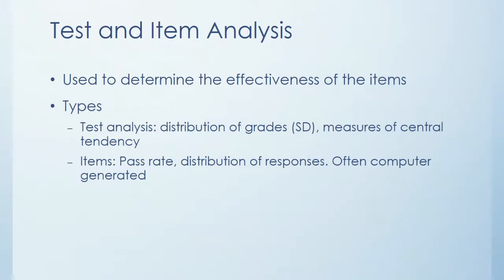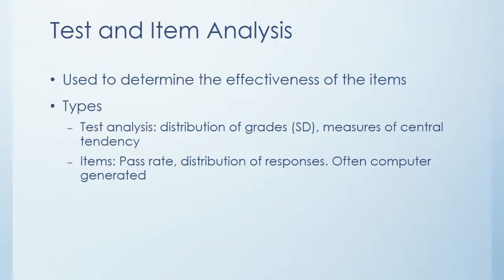All right, so now we've talked about the different test items. Now we're going to talk about how you can analyze the tests and the items to see how they're performing. Are they actually doing a good job of testing what you think they're testing? So test item analysis is used to determine the effectiveness of the items. So there's 2 different types.